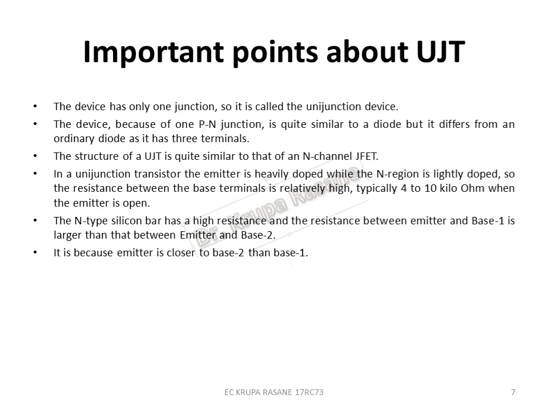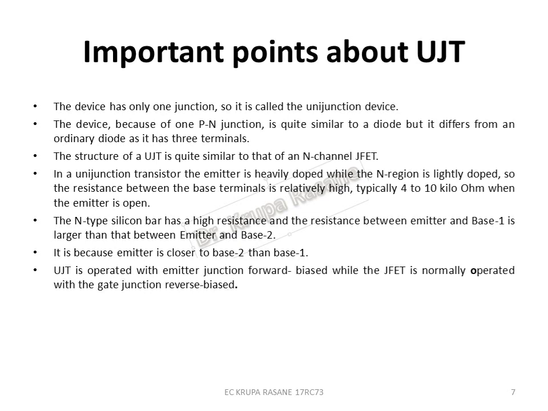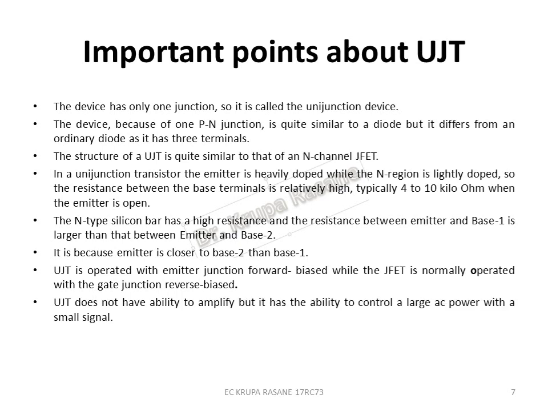It is because the emitter is closer to base 2 than base 1. A UJT is operated with the emitter junction forward biased, while the JFET is normally operated with the gate junction reverse biased. So this is the difference between a UJT and a junction FET. A UJT does not have the ability to amplify, but it has the ability to control a large AC voltage with a small signal. And it exhibits negative resistance characteristics, and so it is employed as an oscillator.